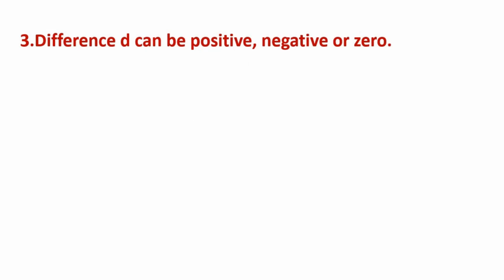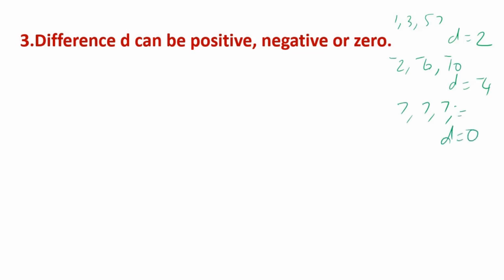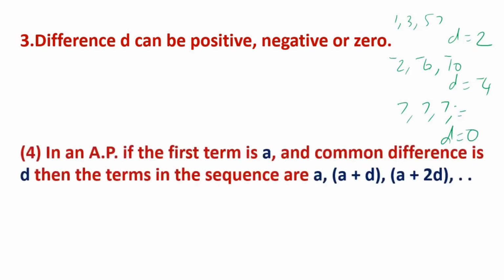The difference can be positive, negative or 0. If the terms are 1, 3, 5, 7, the difference is equal to 2. If the terms are minus 2, minus 6 and minus 10, the difference is equal to minus 4. If the sequence is 7, 7, 7, then the difference is equal to 0. We know that. It can be positive, negative, or 0.